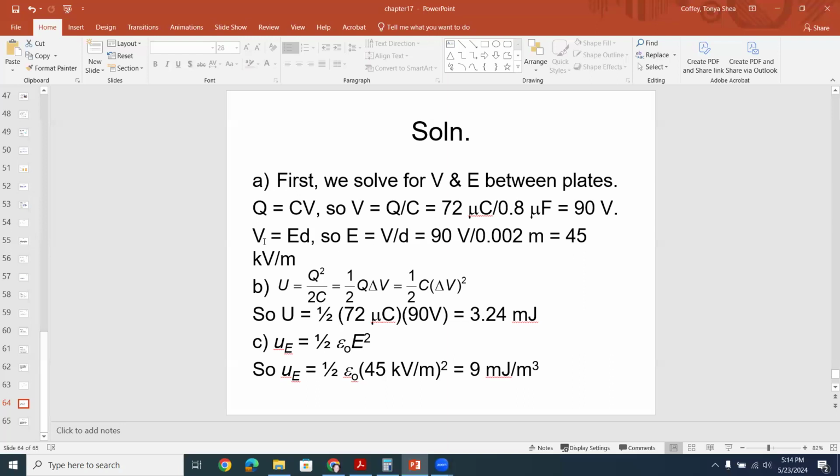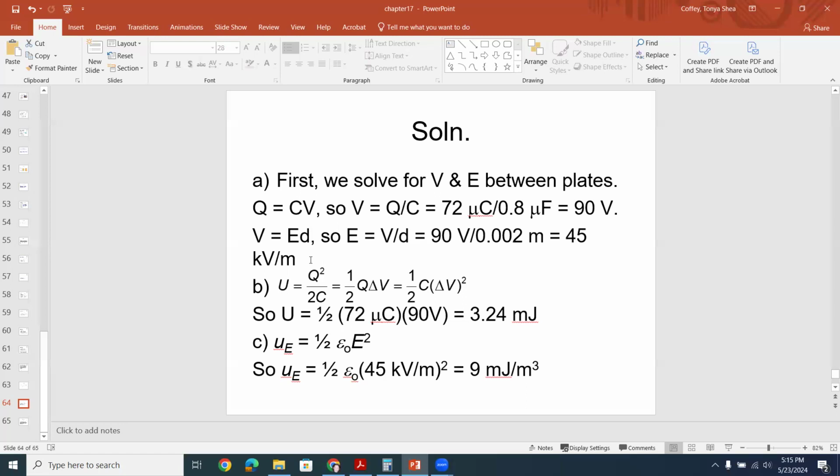Now, the voltage is equal to ED. So the voltage in between the plates of a parallel plate capacitor is going to be the electric field between the plates times D. So rearranging that, E is equal to V over D. So that's going to be 90 volts divided by the distance between the plates, which is 0.002 meters or 2 millimeters. And when you take 90 and divide by 0.002, you get 45,000 or 45 kilovolts per meter. Okay?